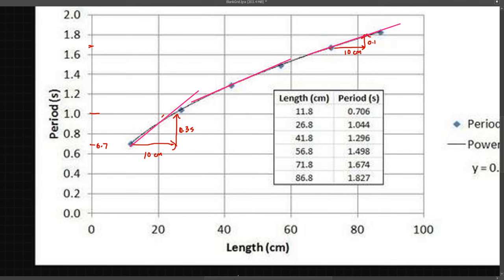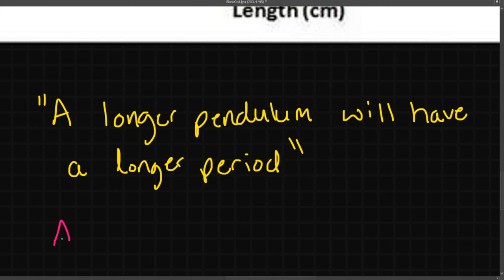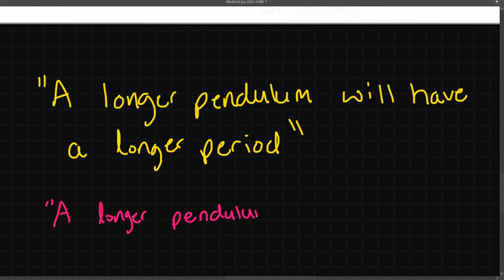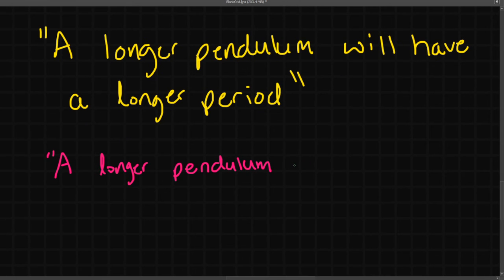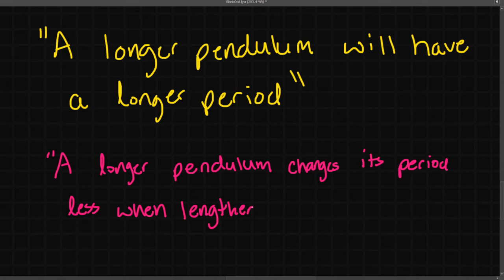So if I said to you, describe how this relationship changes as we make a longer pendulum, you would say: a longer pendulum changes its period less when lengthened than a shorter pendulum.